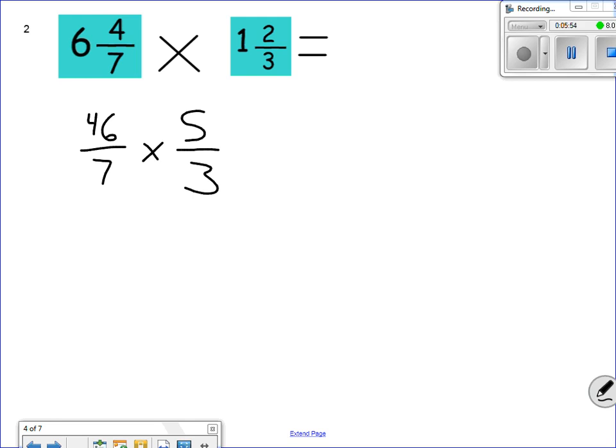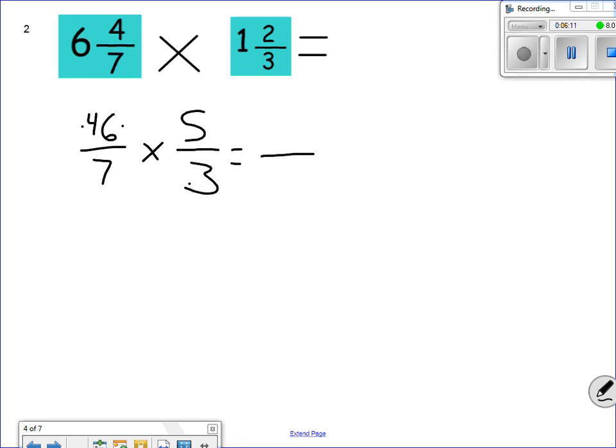Luckily, it's not going to be as large of a number this time. Can we cross reduce the 46 and the 3? The divisibility rule of 3 is whenever I add these numbers up, 3 can go into it. 4 plus 6 is 10. 3 can't go into 10. 7 and 5, we can't make it any smaller, so then we have to multiply across.